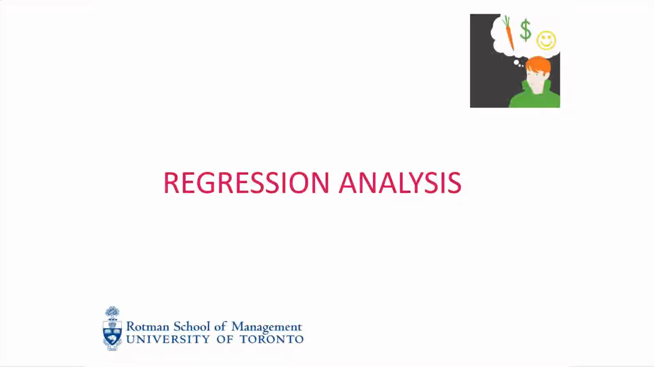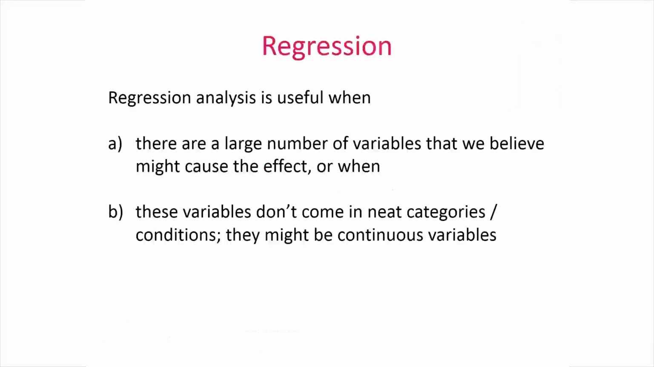Now let's look at a second technique for using data analysis of experimental results, and that technique is called regression. When do we use regression? Regression is particularly useful under two conditions. First, there are a large number of variables that we believe might cause the effect, and second, when these variables don't come in neat categories, but they might instead be what we call continuous variables.